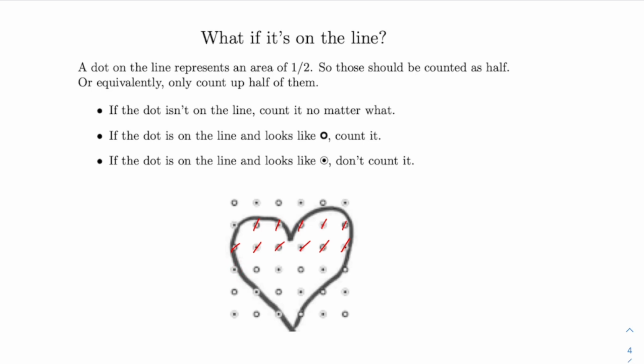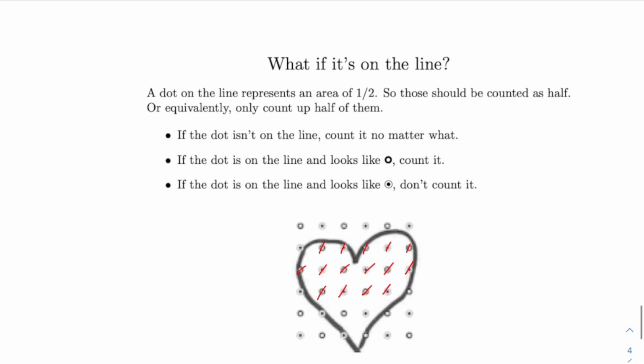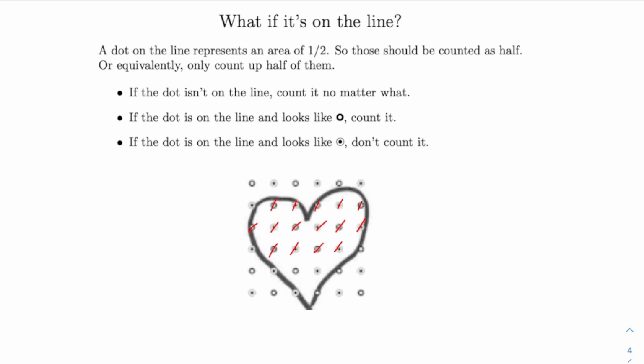I said 11, right? 12, 13, 14, 15. That one looks like outside to me. There's a certain amount of eyeballing that you have to do here. I lost my count. Is that 15? And then this one's on the line, so I don't count it. 16, 17, that one's outside. That one's on the line, I'll count that one. 18. I got 18. All right, 18 dots means that this shape is area 18 square whatever.